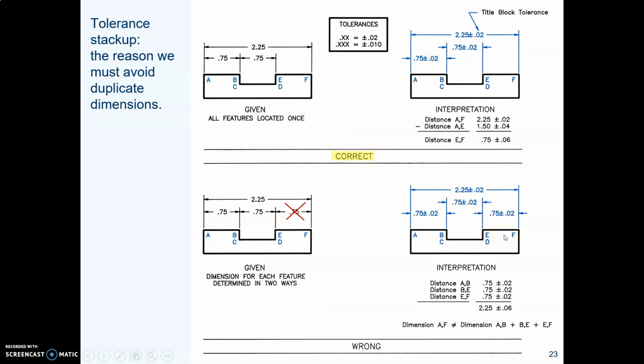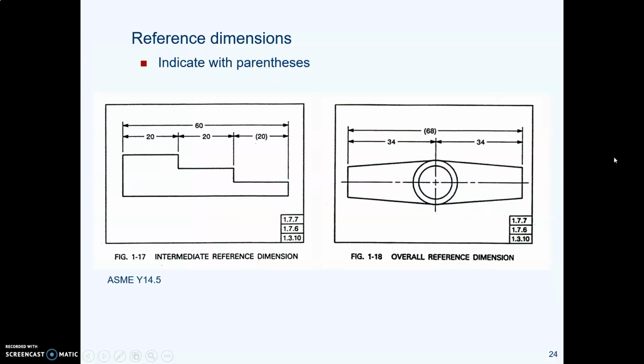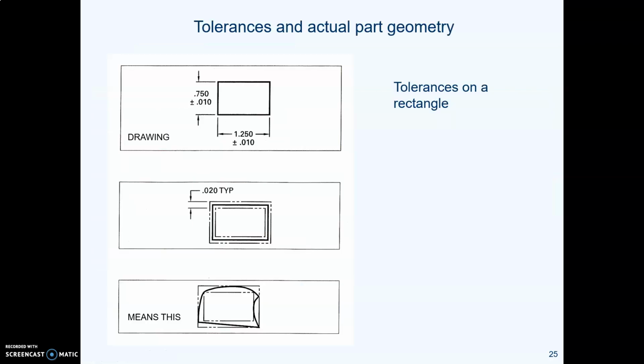So we have some conflict there. This just cannot add up, and there's a good chance of making a wrong part. So that's why we dimension our part as we see in the upper left corner without duplicate dimensions. And if we want to include all the dimensions, we make one of them a reference. A couple of other random things.